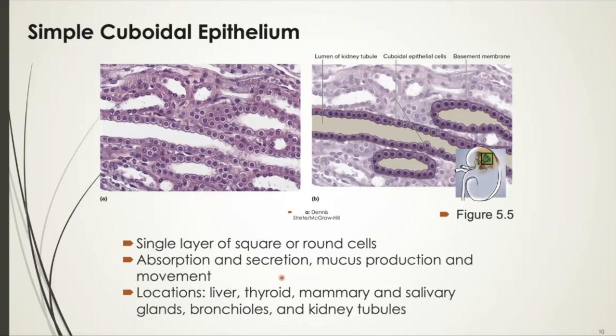The purpose of your simple cuboidal epithelial: absorption and secretion of nutrients and waste. Also mucus production. This is where you're also going to find goblet cells interspersed, which are not showing at this moment, and movement. So your locations for simple cuboidal epithelial: the liver, thyroid, mammary glands, salivary glands, bronchioles, and kidney tubules. We are going to go into very specific details on all of this towards the end of our chapter, so it's going to be in a different video.